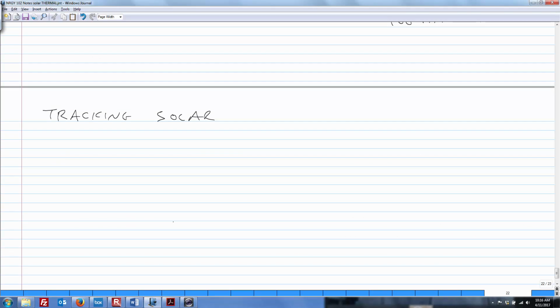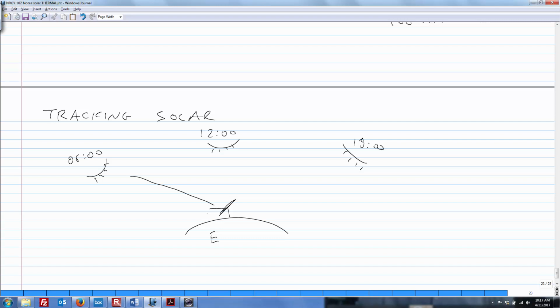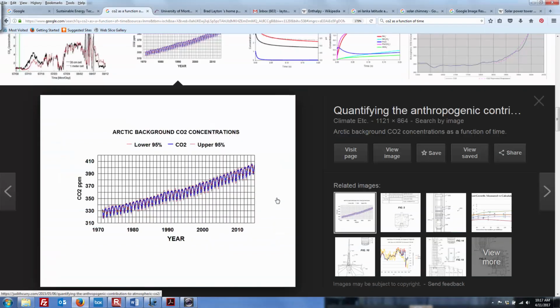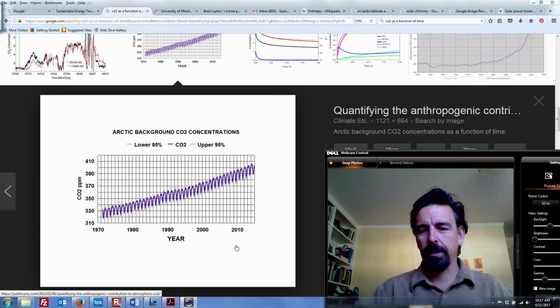Tracking solar. So if we have the Earth, and here's the Sun. There's 12, there's 0600, there's 1800. Tracking solar can rotate in the morning, and then at noon, and then at night. So tracking solar can rotate. And let me show you a really cool video. One second. I want to show you this one.